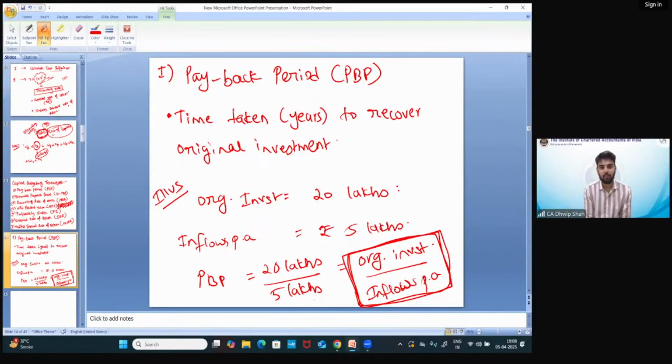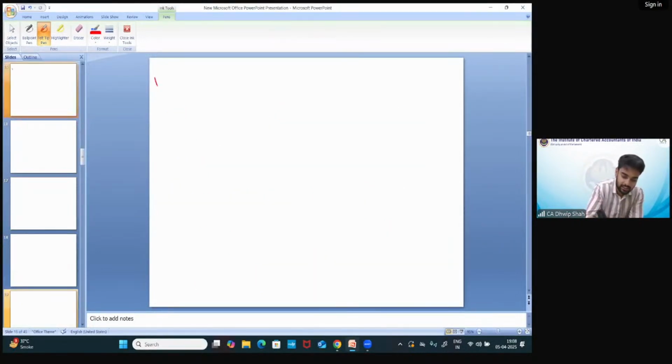But now my next question. In this illustration, inflows were constant every year. What if the inflows were not constant? What if inflows were uneven? So let's learn how to calculate when inflows are uneven.